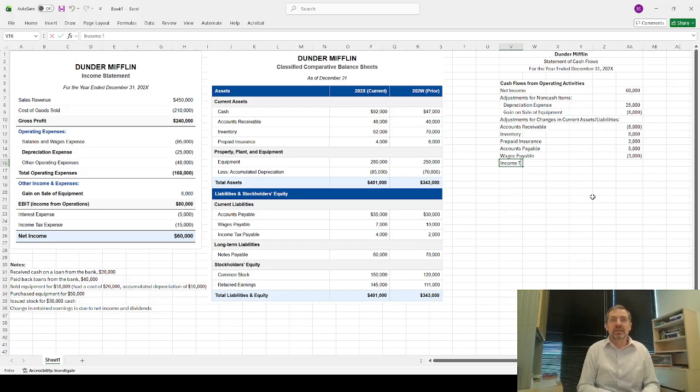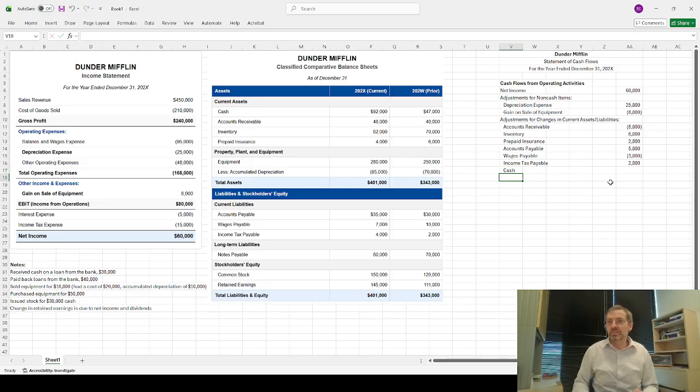And finally, income tax payable is our last current liability. And that one went up $2,000. So we add $2,000 as an adjustment in our operating section. All right. So usually at this point, we'd also have another subtotal for total adjustments. I'm just going to skip right to the cash either used by or provided by operating activities.